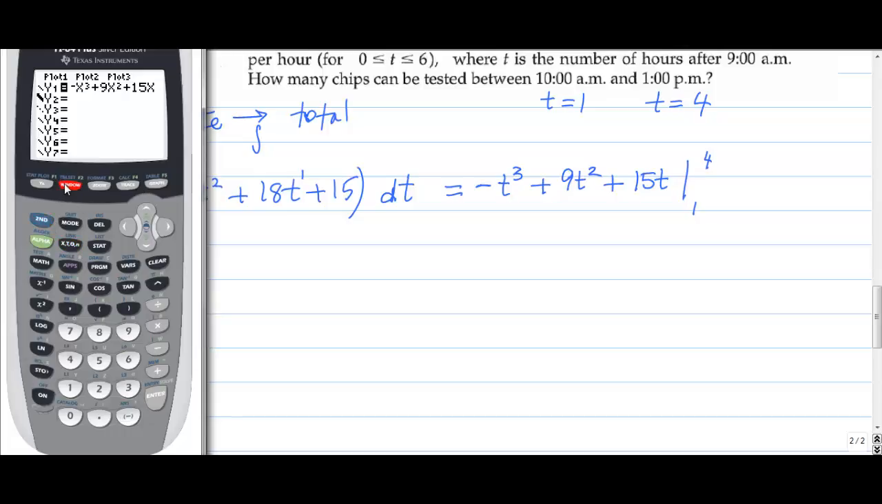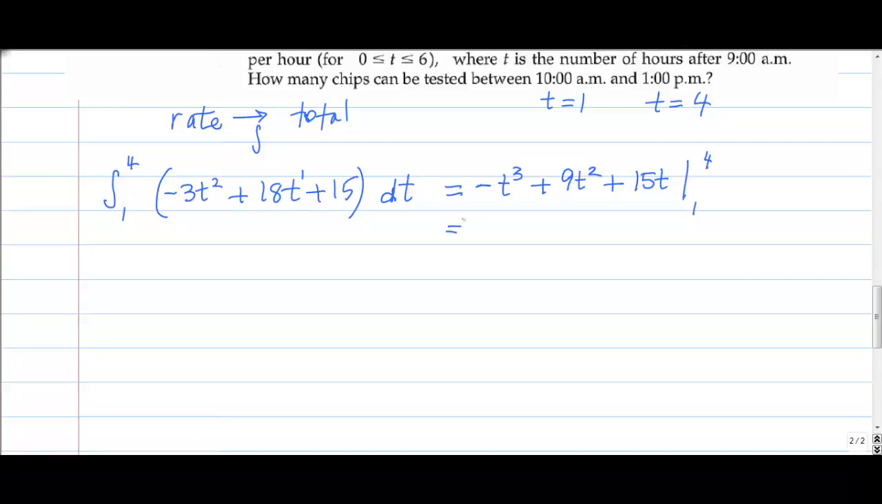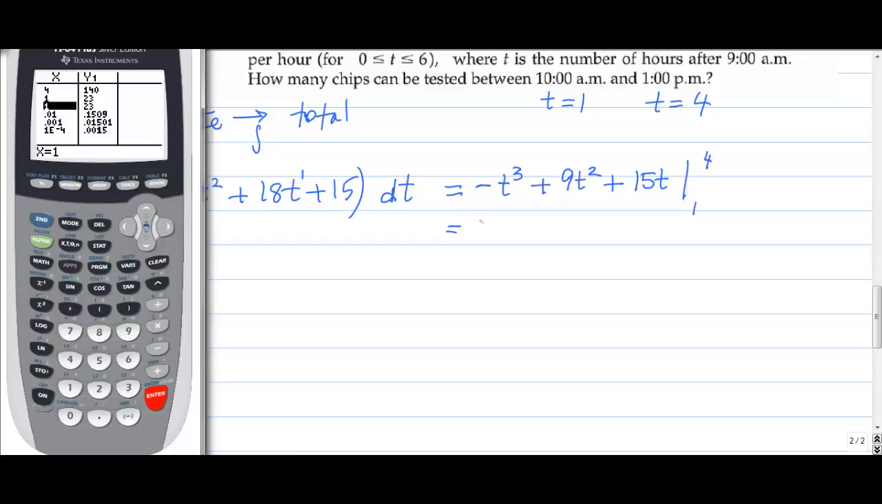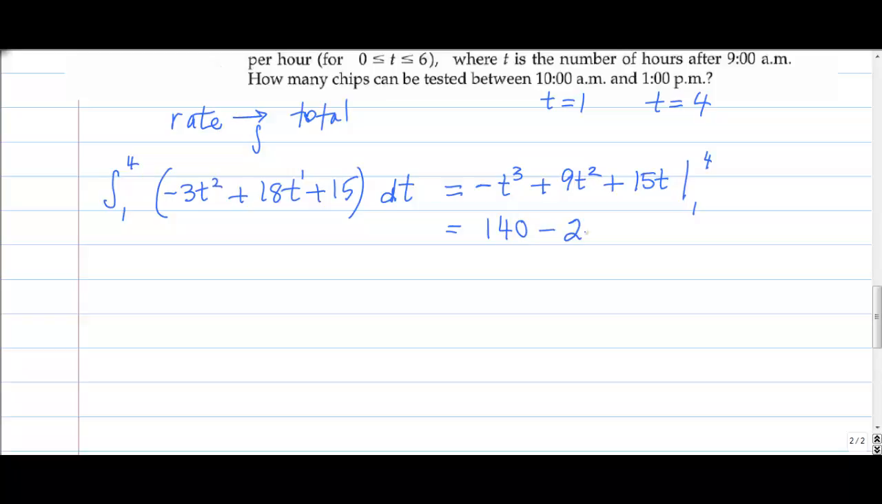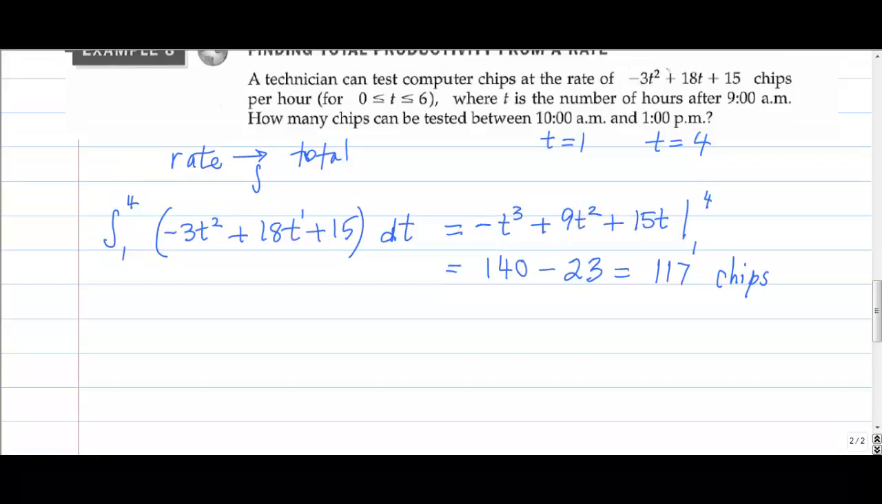Right? So I'm going to go to second table set. Okay, it's on Ask already. And I want to find the value at 4 and the value at 1. So at 4, the value is 140 minus 23. So 140 minus 23 gives me what? 117. 117 what? 117 chips. So basically, if this many chips can be tested per hour, then 117 chips will be tested between 10 and 1.